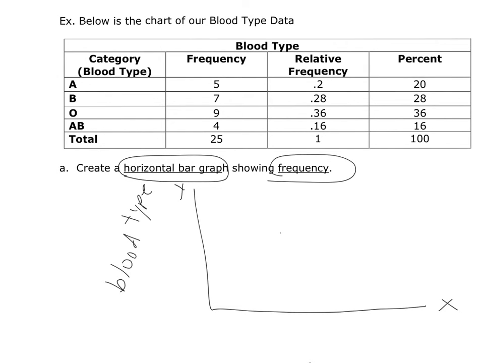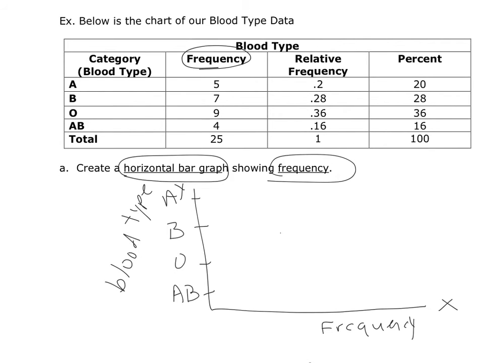And my x-axis, since I want frequency, I'm going to put frequency down here. So my blood types are A, B, O, AB. I can either start at the bottom of my graph, or I can start at the top. It doesn't really matter. I'm going to start with A, B, O, AB.